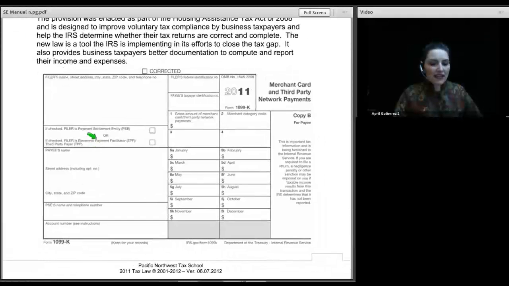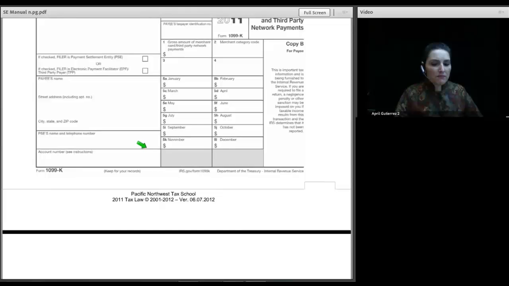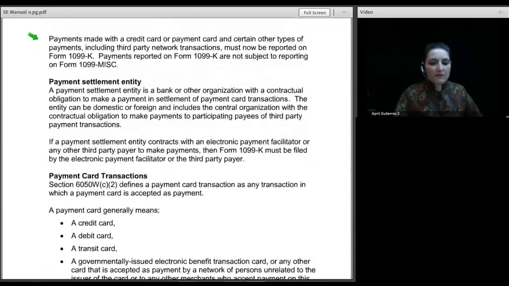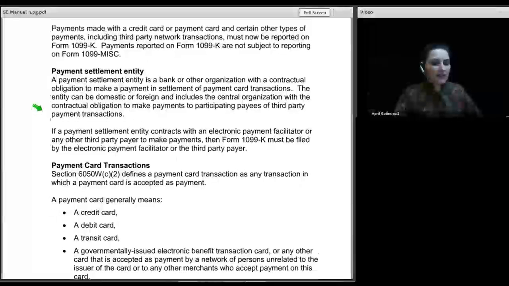This is what the 1099-K looks like. And it breaks down the payments that you receive through your merchant Visa credit card company or through PayPal by month. There's no confidential information that appears anywhere on the form about the accounts that were used to pay you the money. It's simply an income reporting document that shows how much income you made in each month. Payments made with a credit card or a payment card and certain other types of payments, including third-party network transactions, do have to go out on that document, and they did see them starting to trickle in this year.